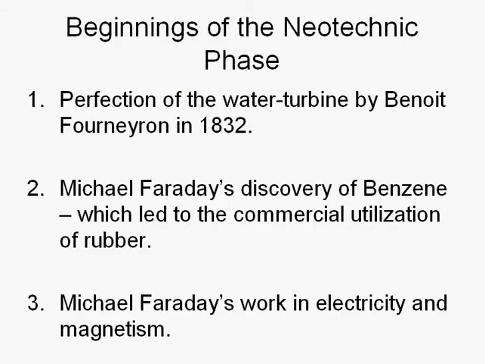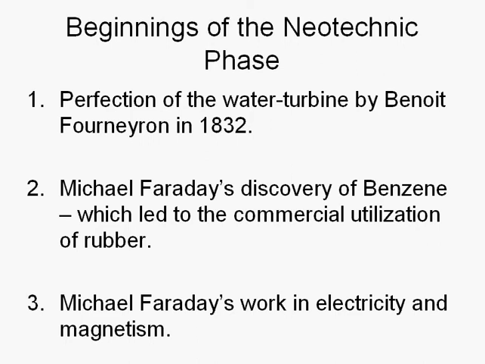As we see here, there are three milestones that Mumford looked at as the beginning of the Neotechnic phase. One was perfection of the water turbine by Benoit Fourneyron in 1832. Michael Faraday's discovery of benzene, and Michael Faraday's work in electricity and magnetism. And Mumford points out that although the transition between these phases is hard to pinpoint, 1900 is basically the year given for the beginning of the Neotechnic phase.